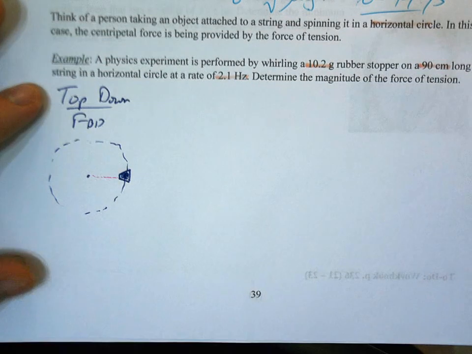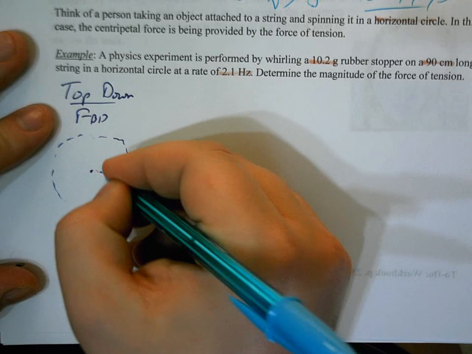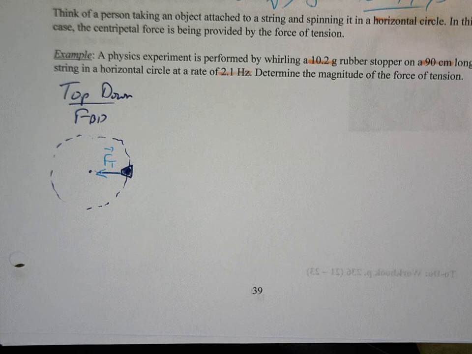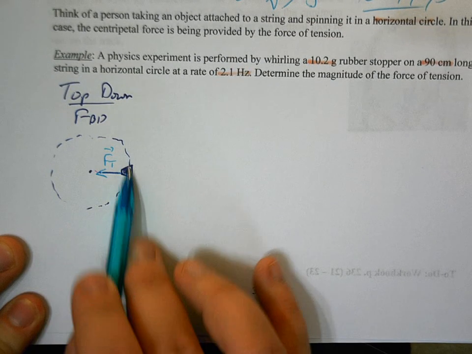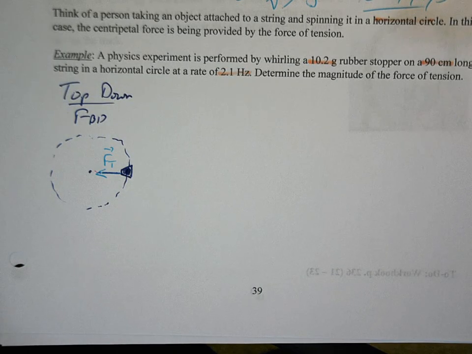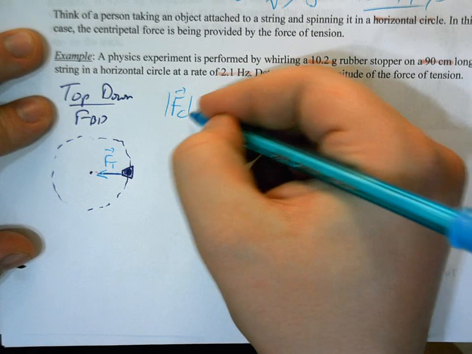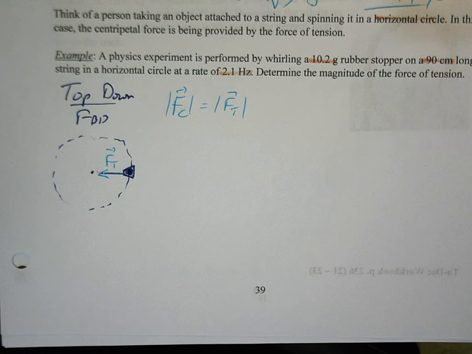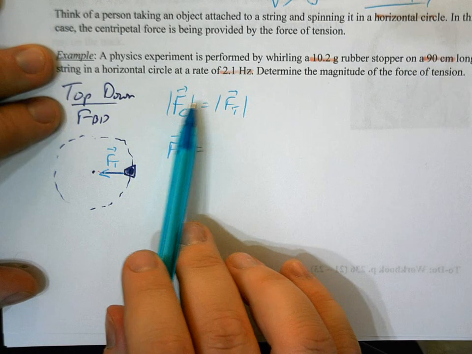What that's telling me is that the only force that's going to be towards the center of this circle is this force of tension. Because the tension on that string is pulling on this stopper towards the center of the circle. This is what is going to cause this rubber stopper to go in circular motion. So if I'm looking at this from the top down, the force of tension is the only thing I have to consider. So I can say that the magnitude of the centripetal force is just equal to the magnitude of the force of tension. So the force of tension's magnitude is just going to be that of Fc.